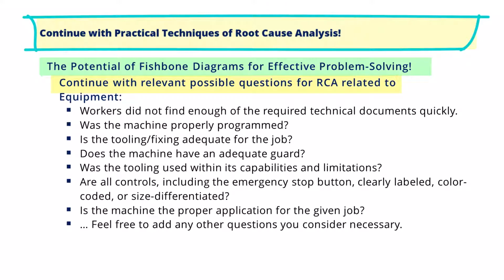Continue with relevant possible questions for root cause analysis related to equipment. Workers did not find enough of the required technical documents quickly. Was the machine properly programmed? Is the tooling, fixing adequate for the job? Does the machine have an adequate guard? Was the tooling used within its capabilities and limitations? Are all controls, including the emergency stop button, clearly labeled, color-coded, or size differentiated? Is the machine the proper application for the given job? Feel free to add any other questions you consider necessary.